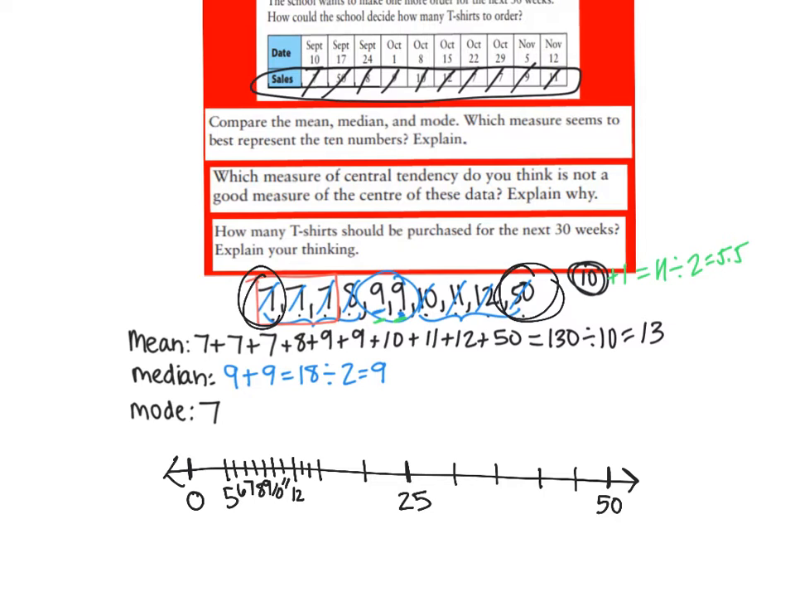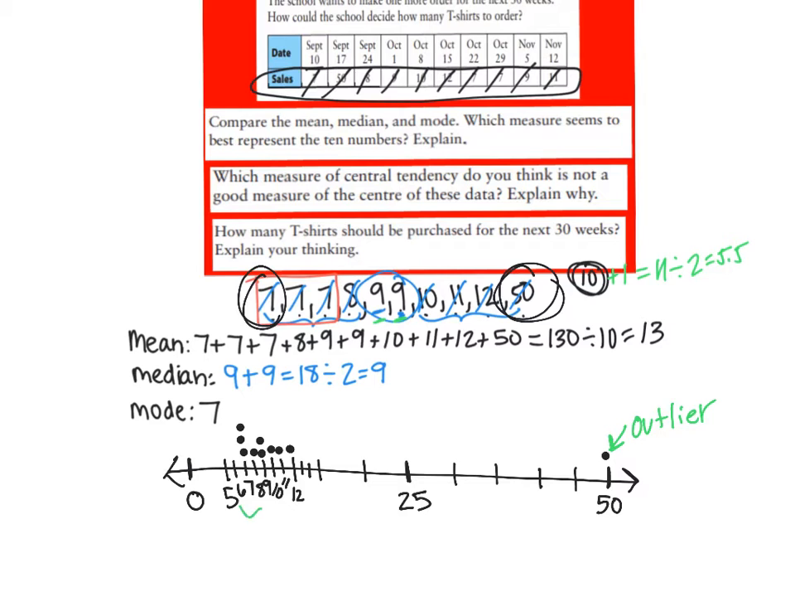So let's go ahead and add my dots. It looks to me like I have a 7 and a 7 and a 7 and an 8 and 2 9s, a 10, an 11, a 12, and a 50. Now immediately as soon as I do that, you may have noticed that there's one number that's out here all by its lonesome. We call this an outlier.